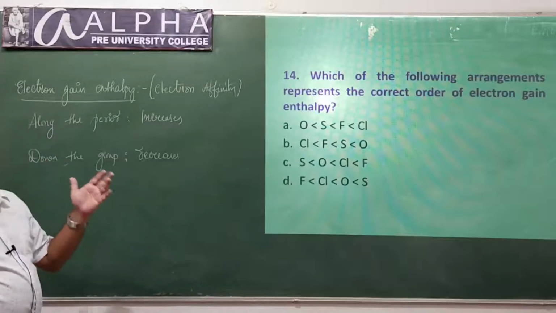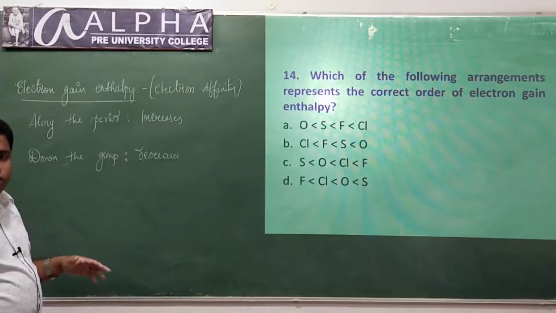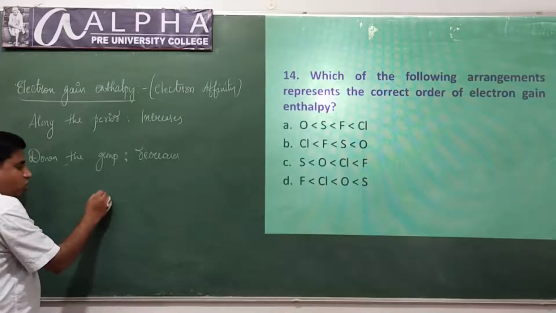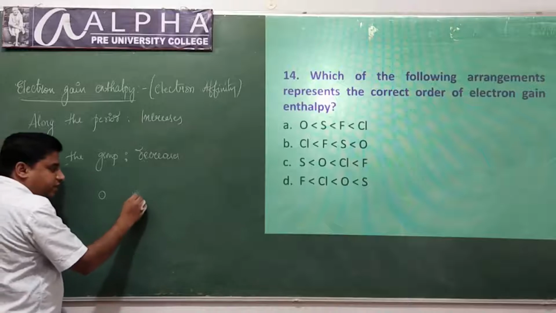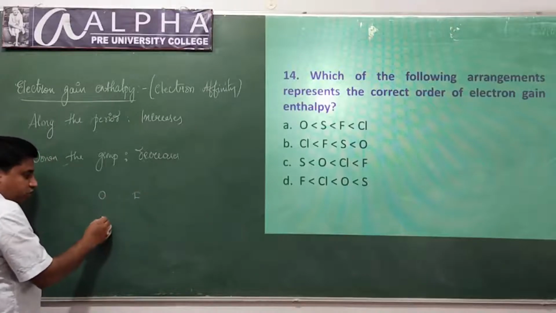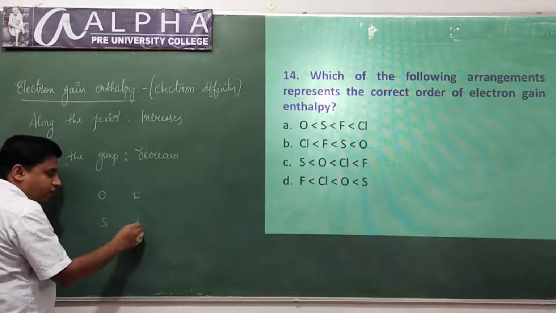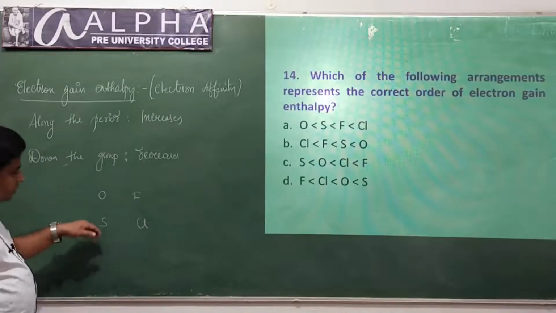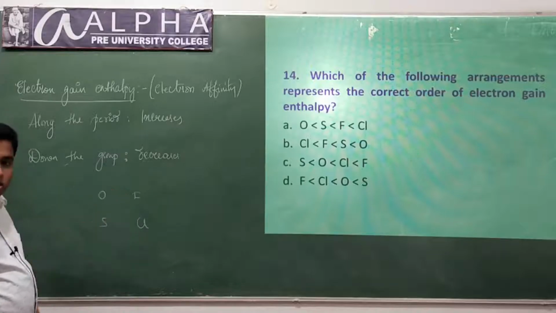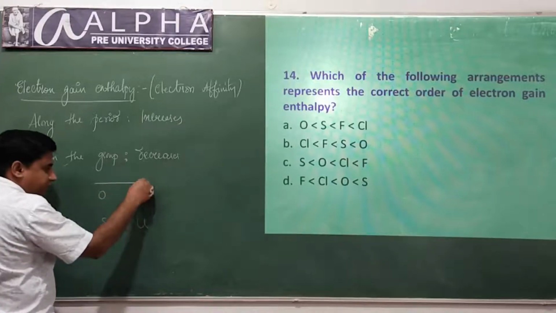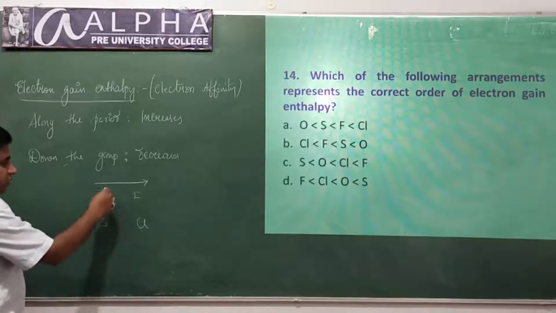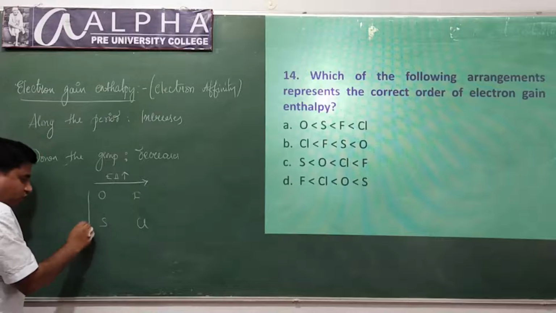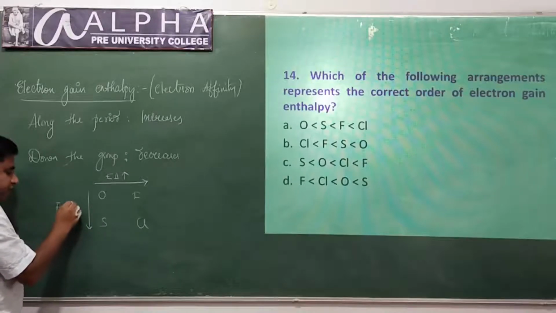Now they have given 4 elements: oxygen, sulfur, fluorine and chlorine. If you arrange them strictly according to the periodic table, first you will have oxygen family and then halogen family, that is fluorine. Below oxygen you will have sulfur, below fluorine you will have chlorine. Oxygen, sulfur, fluorine, chlorine. So along the period electron affinity increases. Down the group electron affinity decreases.